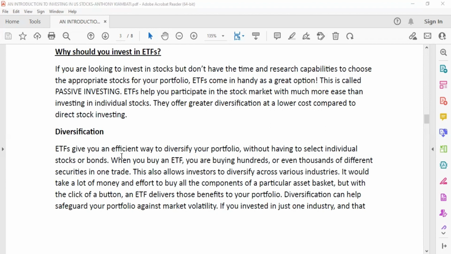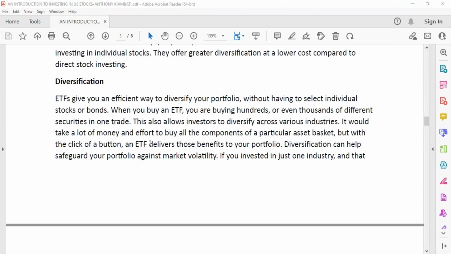So the first advantage will be diversification. ETFs will give you an efficient way to diversify your portfolio without having to select individual stocks or bonds. So when you buy an ETF, you're buying hundreds or even thousands of different securities in one trade.